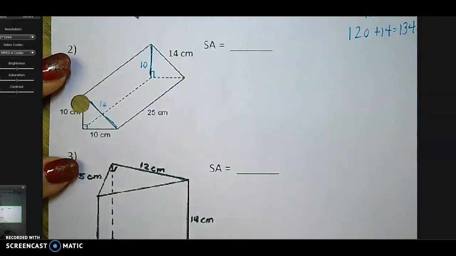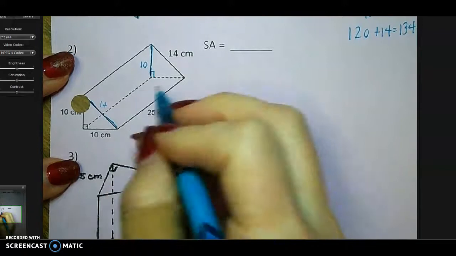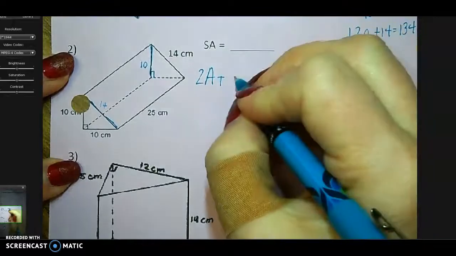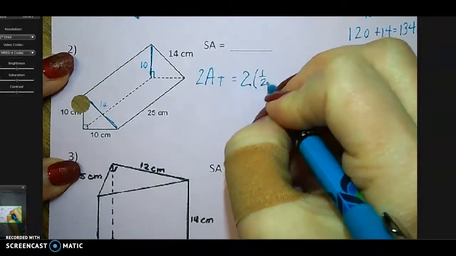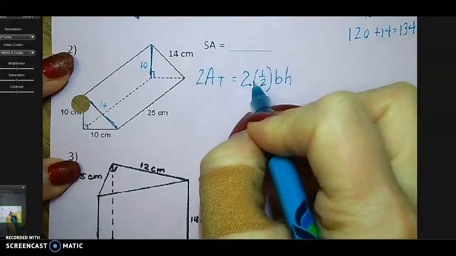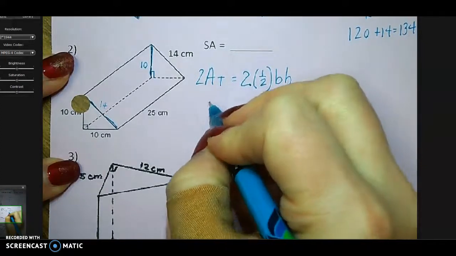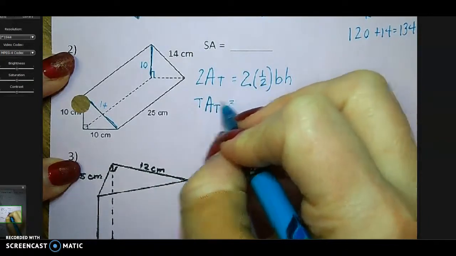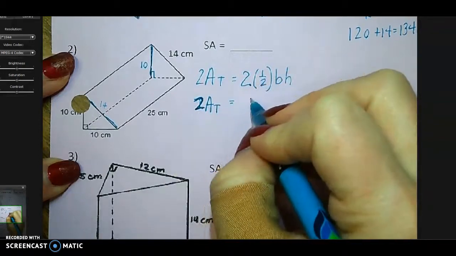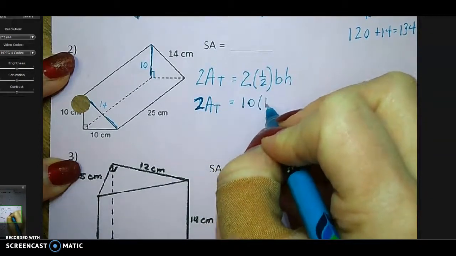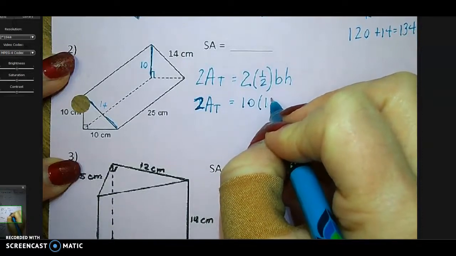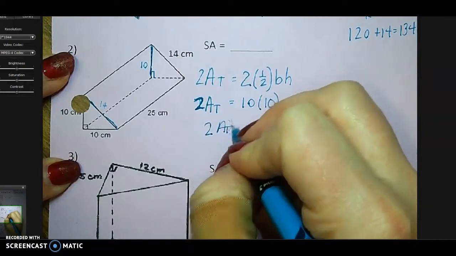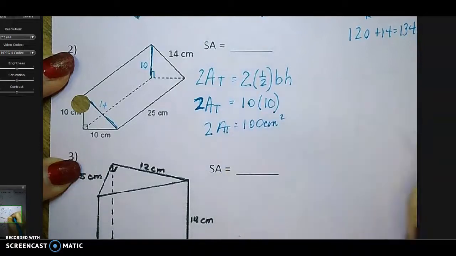So in order to find my surface area here, I still have 2 of those, remember. So my area of my triangle, and then I need 2 of those. So I'm going to do 2 times 1/2 times base times height. And so right away we know that these are going to cancel out. So the total area for my two triangles is going to be 10 times 10. So the total area for both of my triangles is 100 centimeters squared.